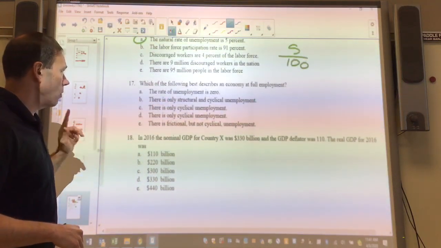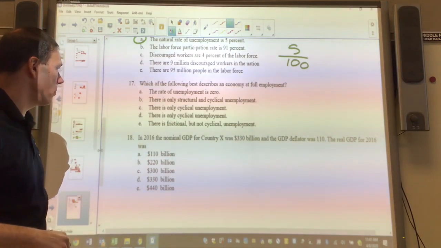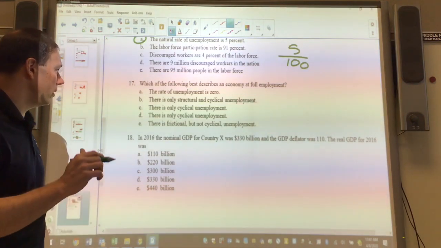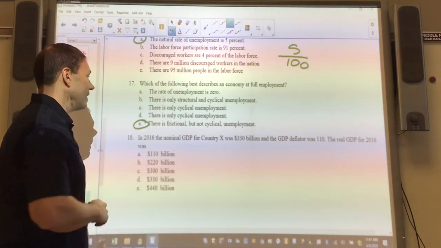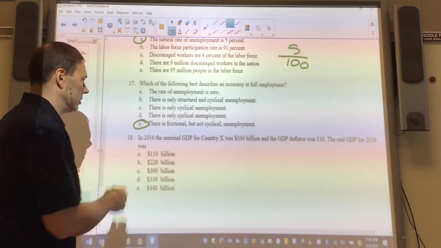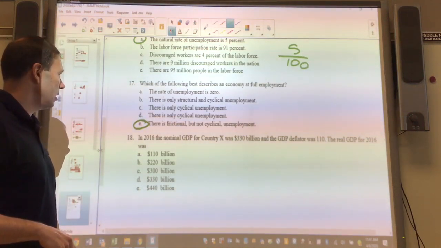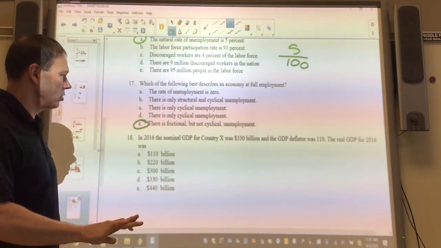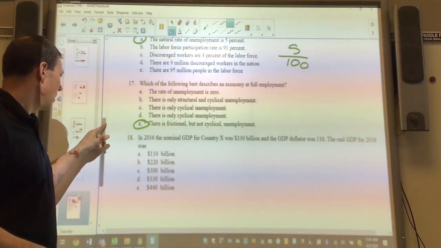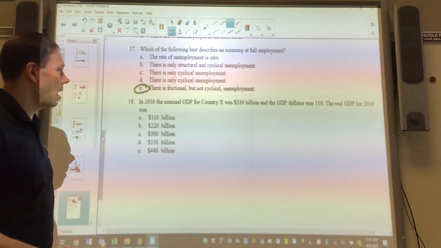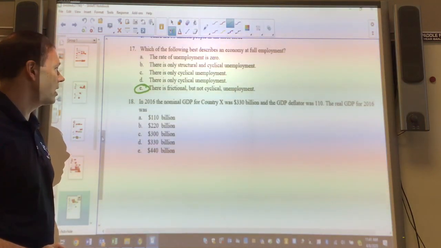Number 17, what best describes an economy at full employment? So kind of the same thing that we said just a moment ago. It's when there is only frictional or structural but not cyclical, so letter E is the best answer there. I accidentally put the same one for C and D, but that wasn't the answer anyway. So letter E is, as long as you have frictional, you could have structural as well, but not cyclical. That's important. All right, number 18, nominal GDP is 330, the deflator is 110, it's asking about real.